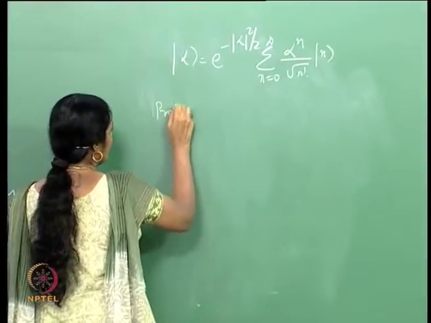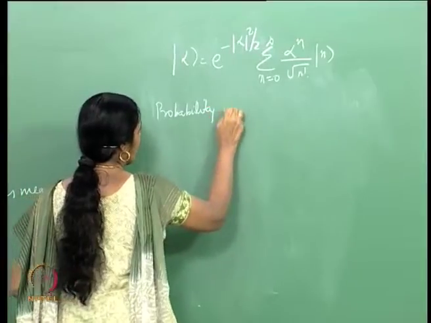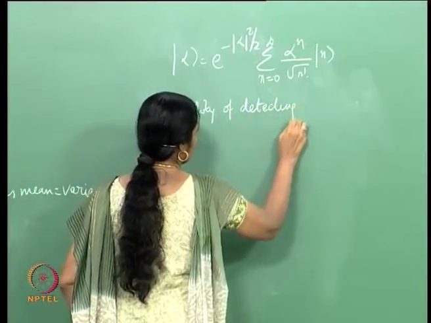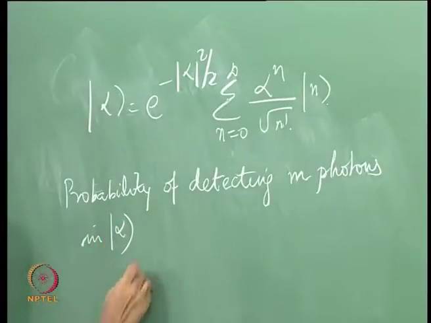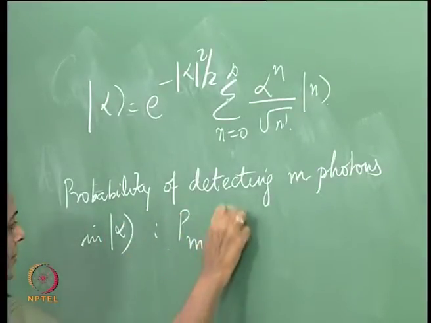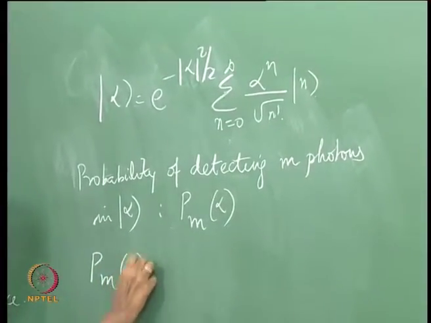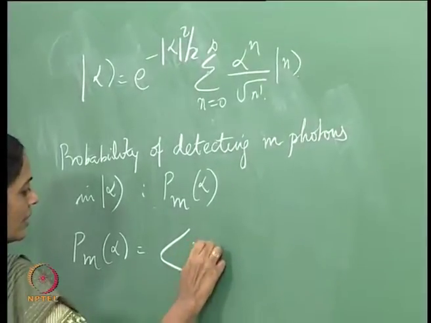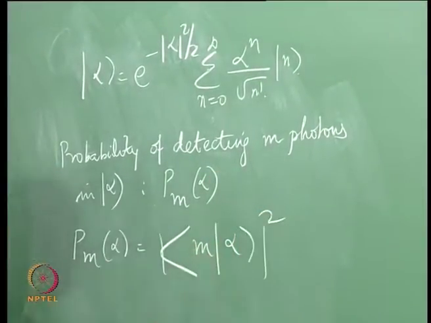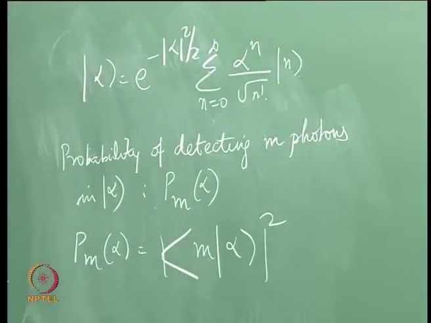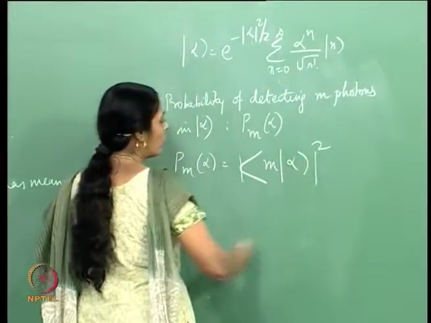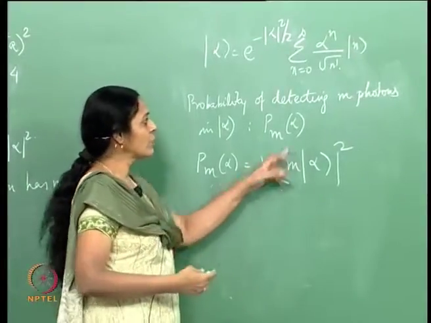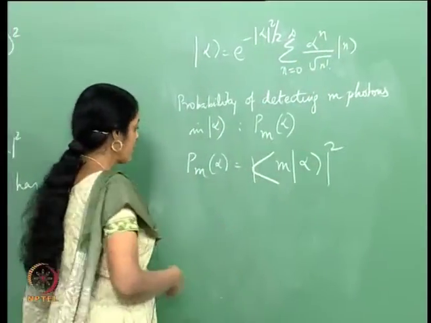The probability of detecting m photons in the state alpha is given by Pm of alpha, and it is clear that Pm of alpha is simply mod square of the inner product of m with alpha. You will recall from the probabilistic interpretation of quantum mechanics that indeed the probability of finding m photons in this state would be to take the inner product of m with alpha and then mod square it. That should pull out the weightage given to the state ket m here and mod square it.